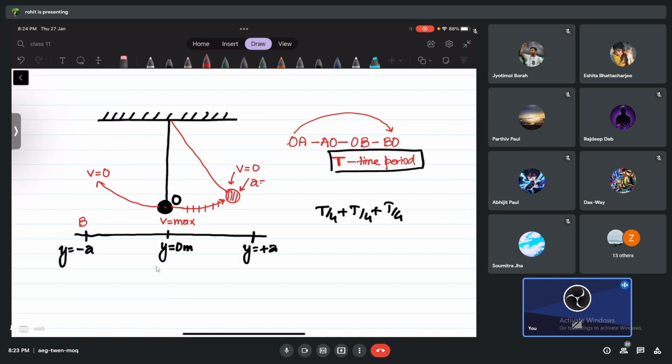And here, what do you expect, guys? Acceleration is maximum, or let me use capital A. I hope you understand why I'm using capital A: capital A is for acceleration, small a is for amplitude. So what kind of acceleration are you going to expect here? Maximum acceleration. Very good. And here, what kind of acceleration do you expect? Zero acceleration.